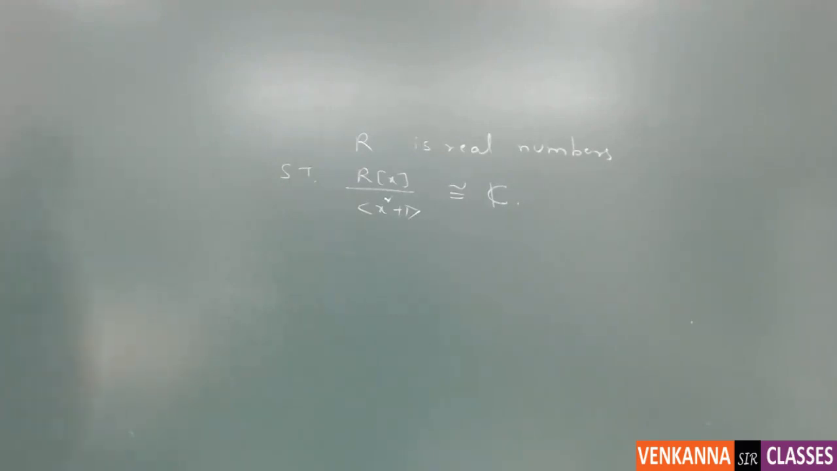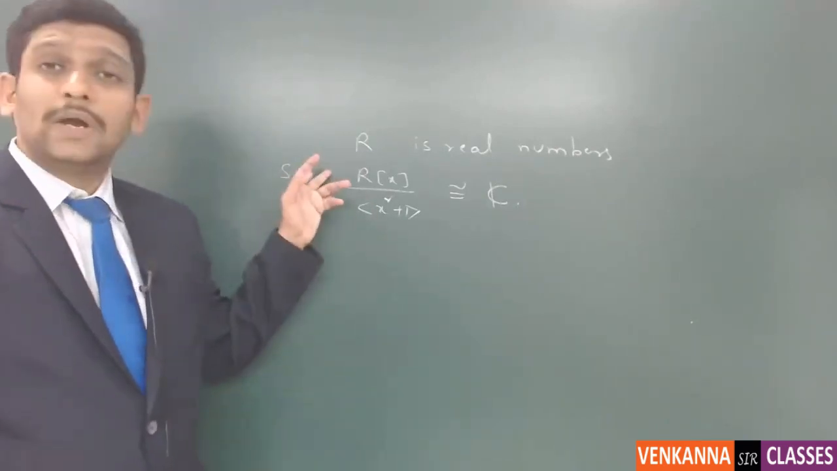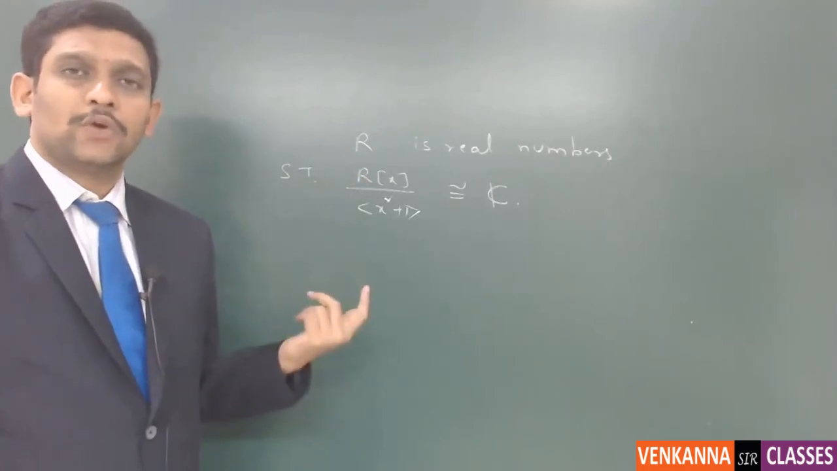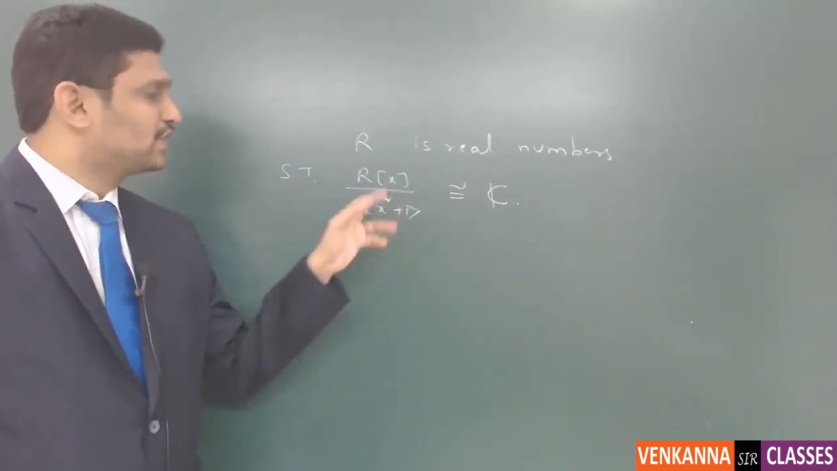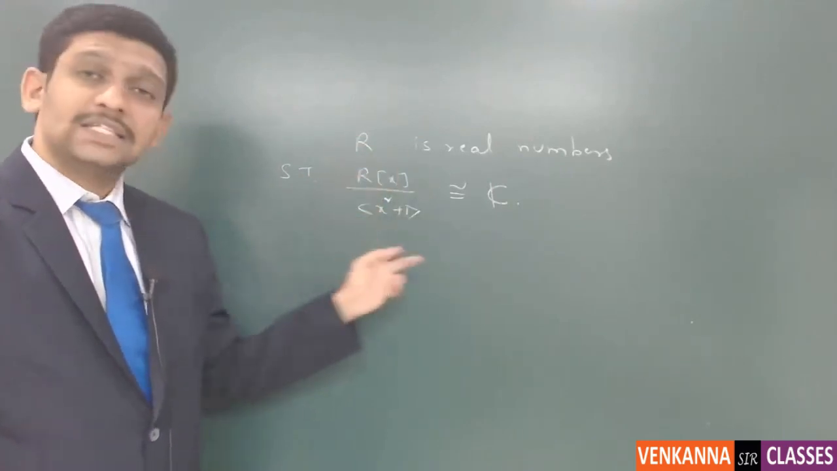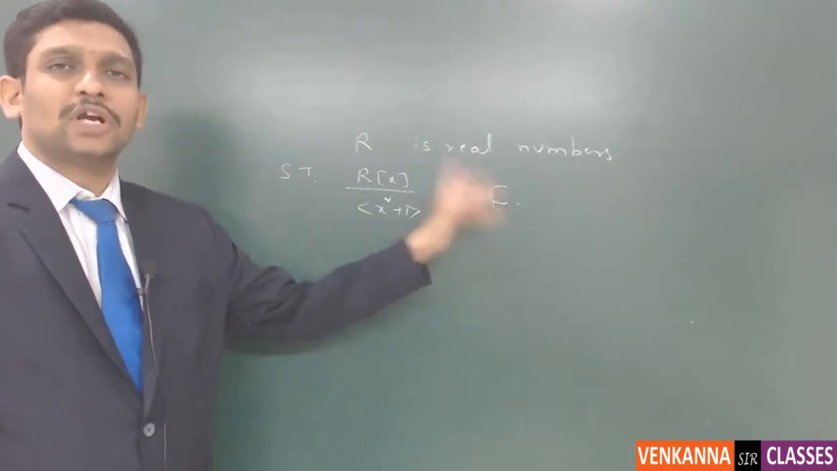It is given that R is the complete real number system. You have considered the polynomial ring R of x. You are going to show that R of x by multiples of x square plus 1, this is the quotient ring, is nothing but isomorphic to the complex number system.